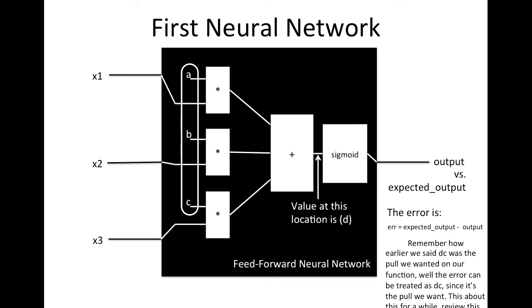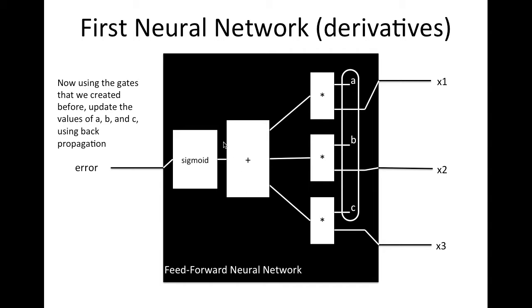You'll actually see that. So right now I'm going to specify a value right there, value at location D. And this is important. This may seem a little off task, but just remember this value at D. It's going to equal x1 times A plus x2 times B plus x3 times C. That's the value at location D. And you can kind of understand that with the net that I created. All right, so remember, this is the value at D. Now, using the gates we created, update the values of A, B, and C using backpropagation.